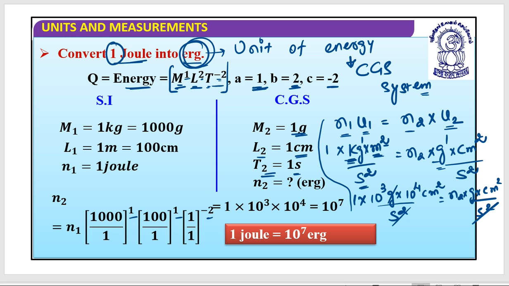So solve this. Gram cancelled. Centimeter square, centimeter square. So N2 is equal to 10 to the power 3 times 10 to the power 4. This is 10 to the power 7. This is the answer. So 1 joule is equal to 10 to the power 7 erg. Can you do it? Let's try one more example.